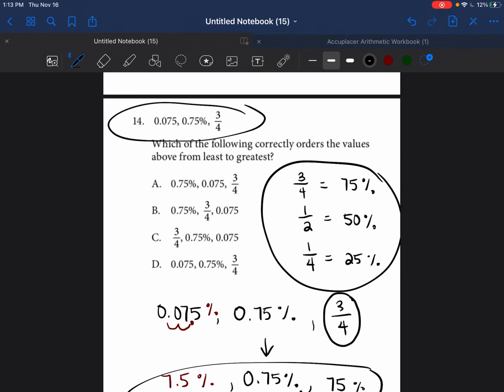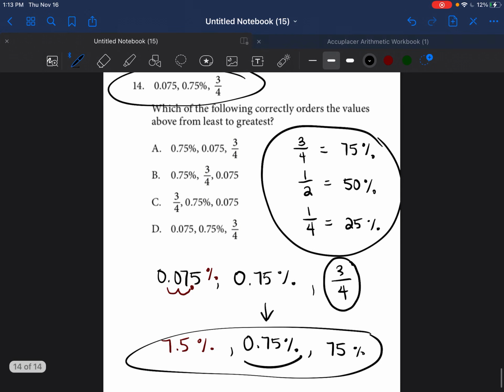So when you're solving this type of problem, you can either change them all into decimals or you can change them all into percentages. I would not recommend changing them all into fractions, just me personally, because it may be difficult to compare denominators if they're different. So you have the skills that are needed.